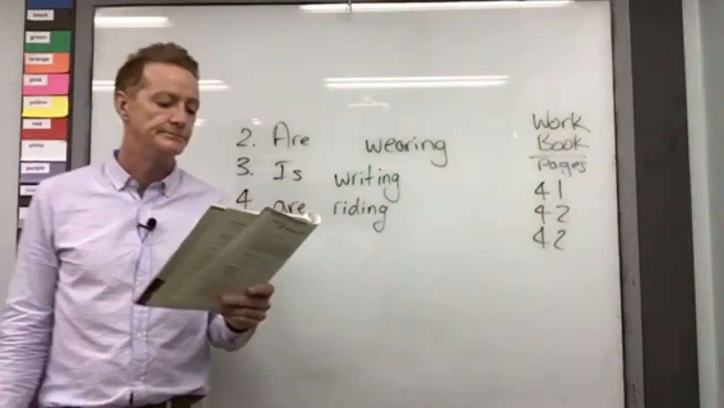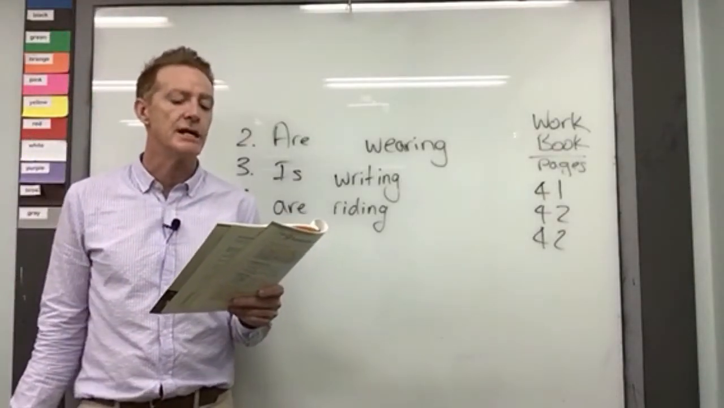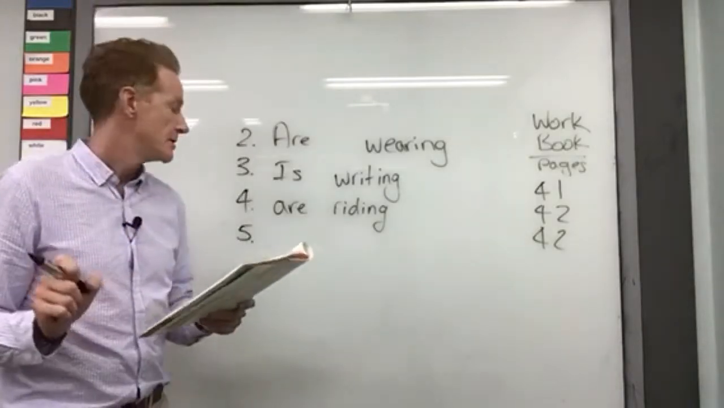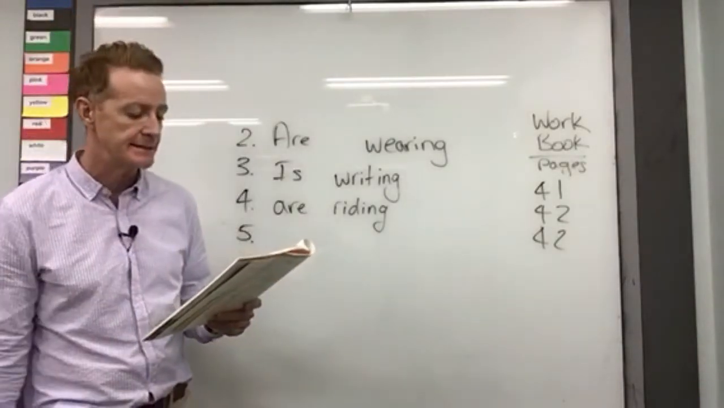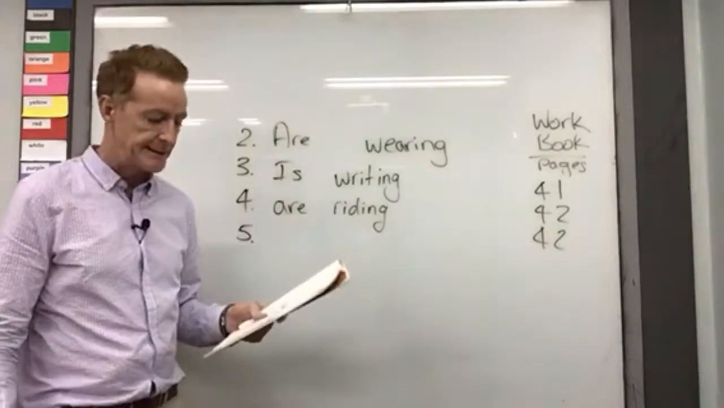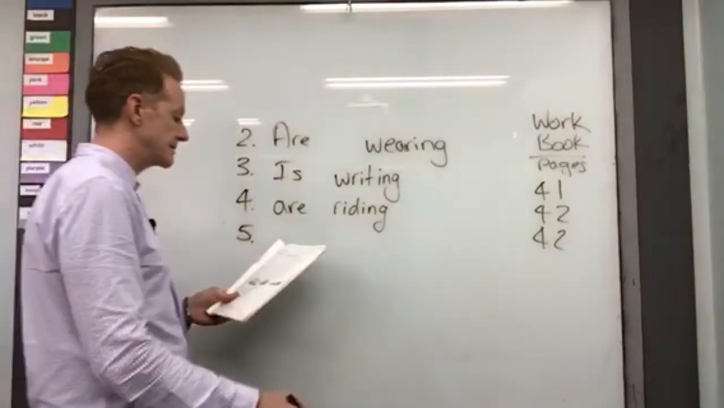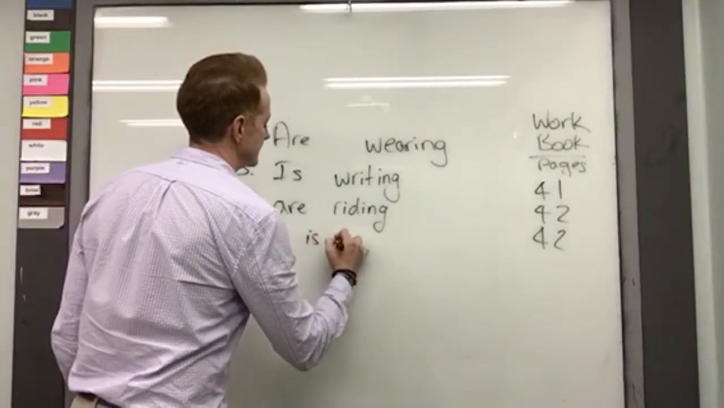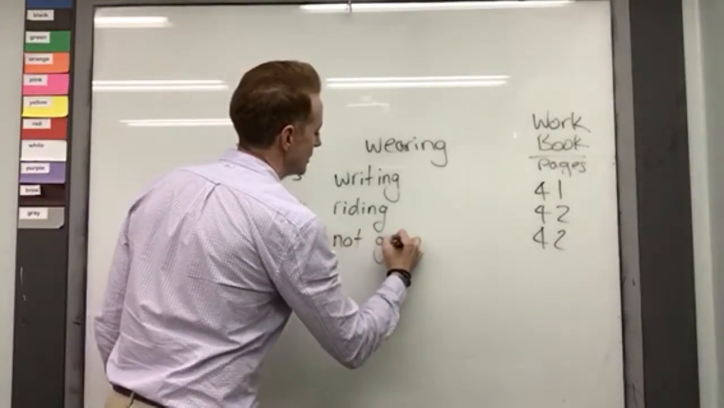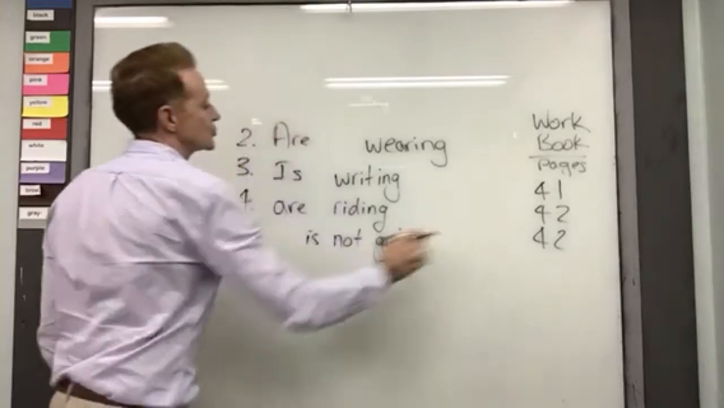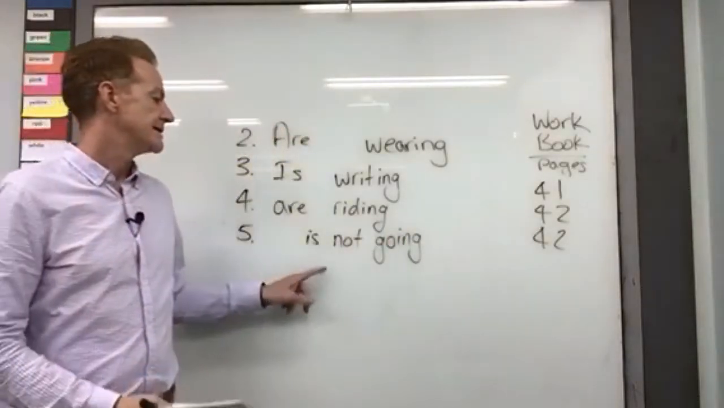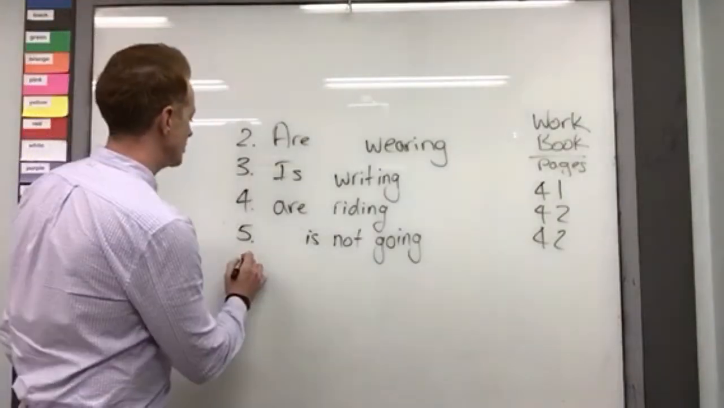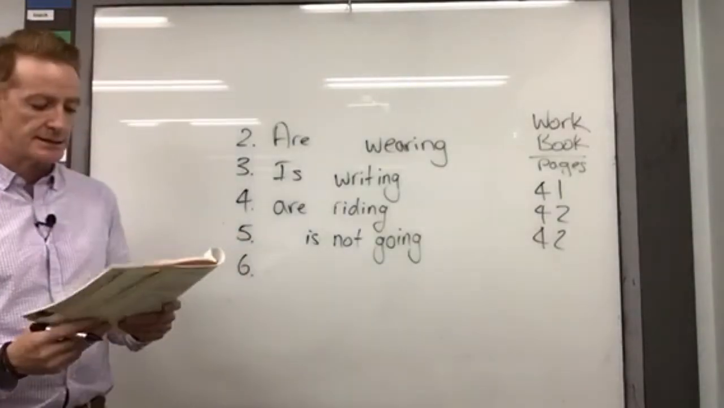Number 5, this is not go. So not go, this is a negative. So number 5 is Jason is not going to school by bus. Jason is not going to school by bus.